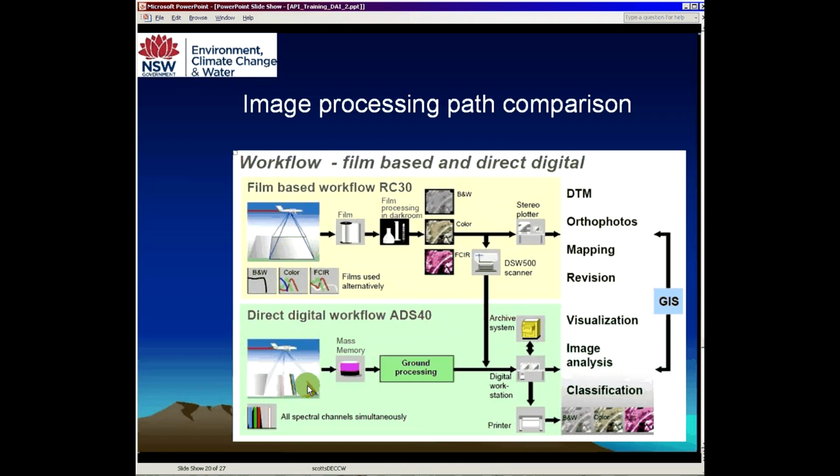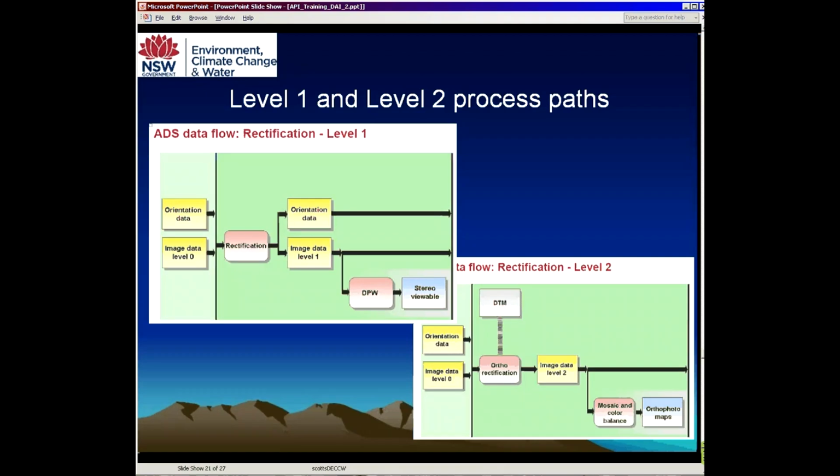In the digital workflow of an ADS-40, all the spectral channels are captured simultaneously, as you remember from the earlier tutorials. It goes through the mass memory unit, and everything including inertial motion unit and GPS data comes through ground processing. This is fed through to a digital workstation. Data can be archived, printed or sent forward for further image analysis, and this process from downloading from the mass memory unit to a final usable product can be a matter of hours as opposed to days or weeks, which was the situation previously with the film-based imagery.